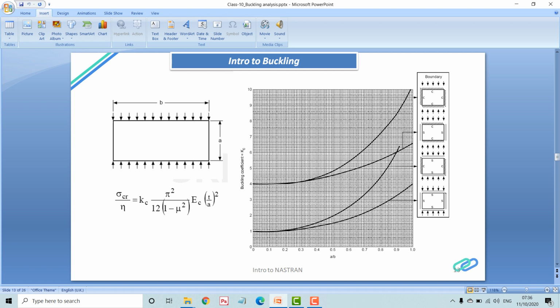There are various tested graphical data available to select the buckling coefficient Kc. There are also some knockdown factors used to consider the plasticity effects, such as the plasticity reduction factor. What you can see over here is an eta, which is the plasticity reduction factor. In some of the industries they also use a knockdown factor for cladding, the cladding reduction factor. Finally they compute the critical buckling stress, which is then used for calculating the reserve factors and margin of safety against the applied buckling stress.